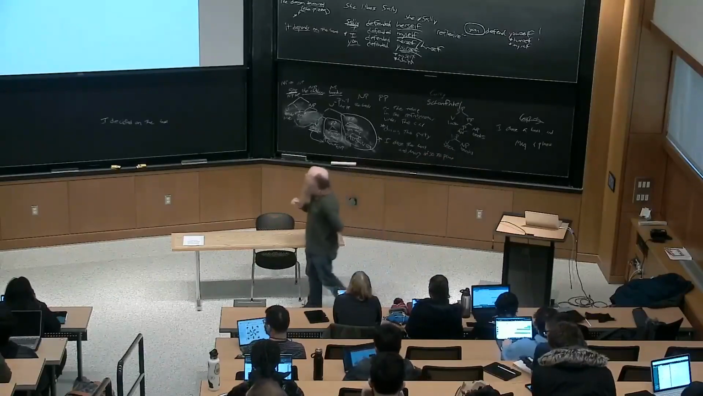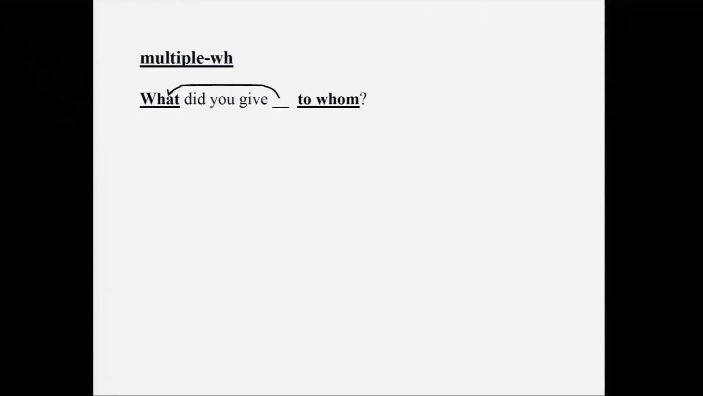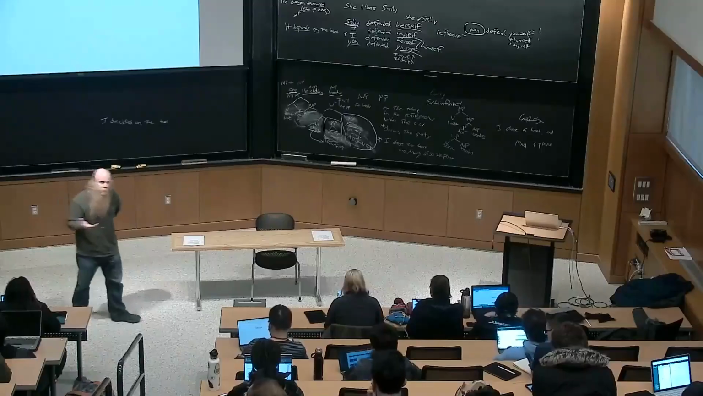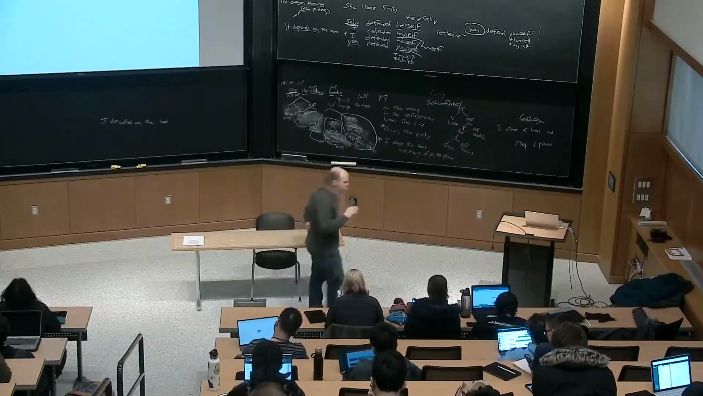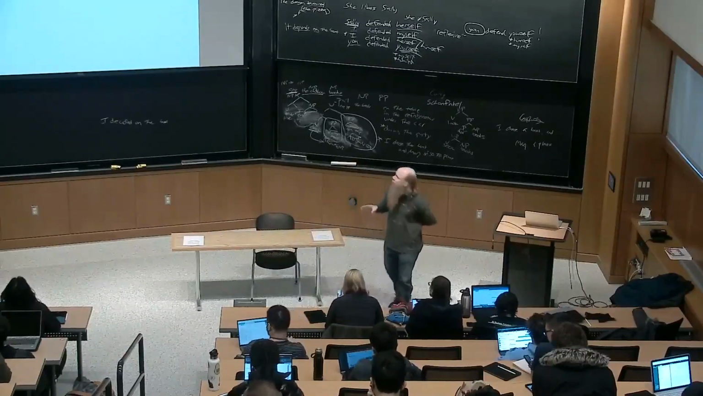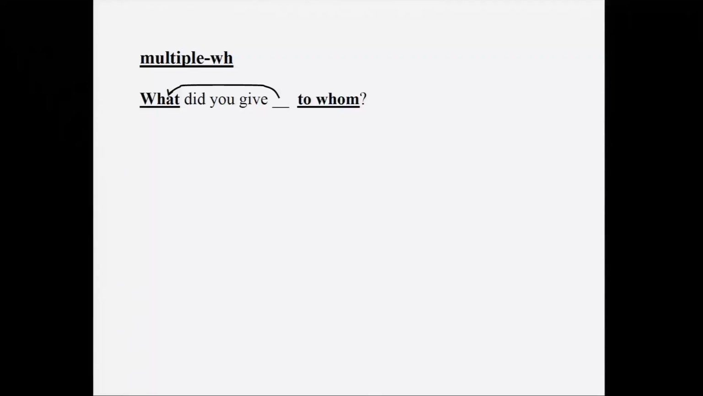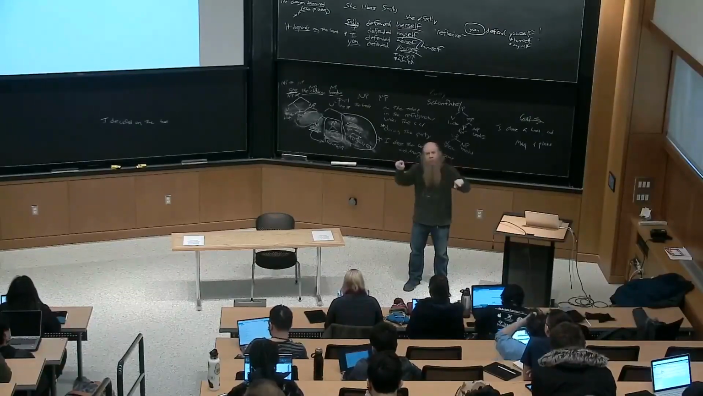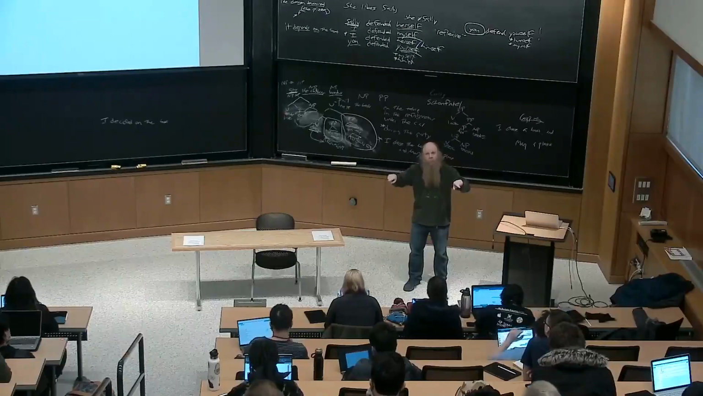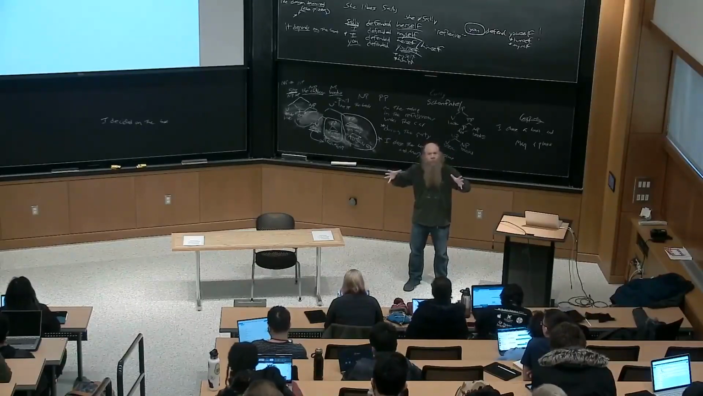I've been concentrating on WH questions where you're only asking about one thing. In many languages, not all languages, but in many languages, it's possible to ask about more than one thing at the same time. So you can ask questions like, what did you give to whom? Where if I ask you a question like that, what I want is a list of people and things such that person X got thing X and person Y got thing Y. That's what I'm asking you if I ask you that kind of question.